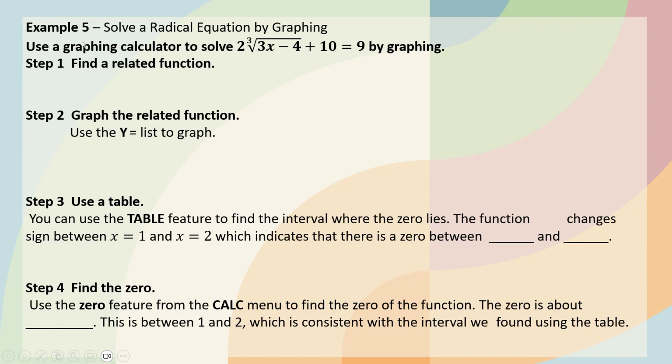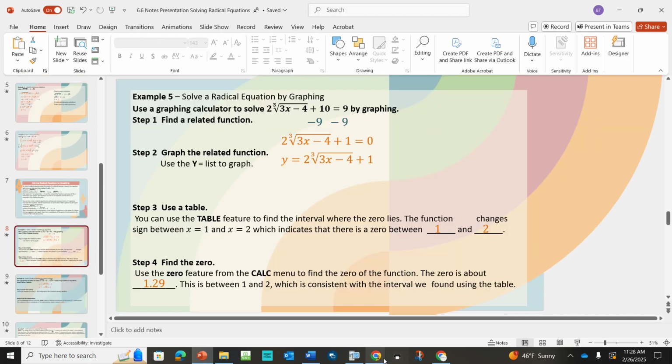So this first one, we're going to graph by finding a related function. So we want to get it equal to 0, so we're going to subtract 9. And then from here, I'm going to show you on my graphing calculator how to do that.